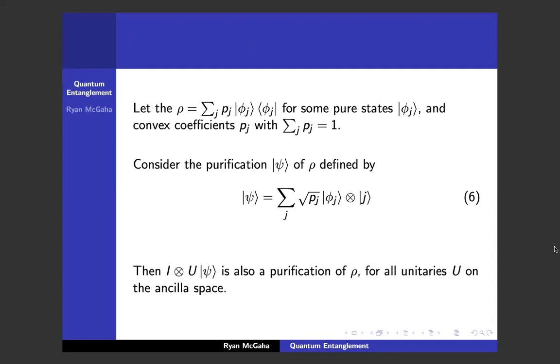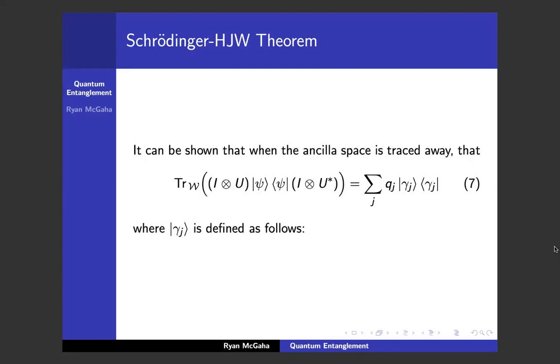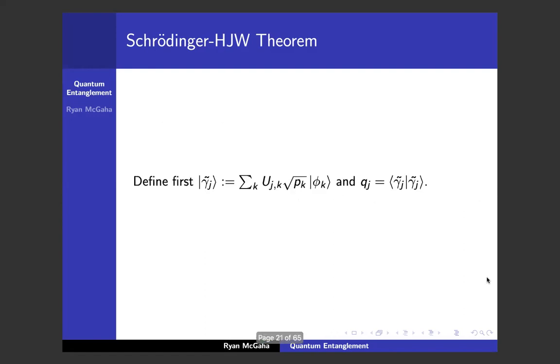Now what I can do is apply a unitary on my ancilla space. So not the A tensor B, but just on the ancilla that I added. And this will also be a purification of rho. And that follows from this computation right here. If you trace away that ancilla space with the unitaries there, you can use the cyclicity of the partial trace in the space that you trace away to get back to the trace of W psi psi. But if you also keep the unitaries there, you can actually end up with a different decomposition. So equation 7 here, where these gamma j are defined as follows.